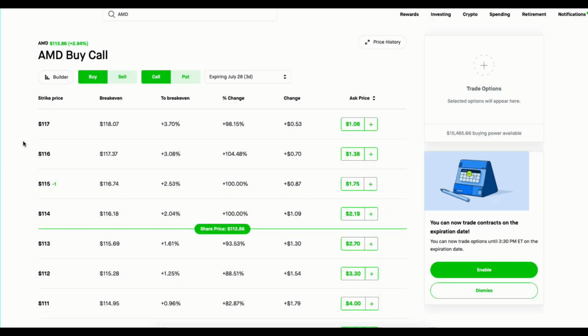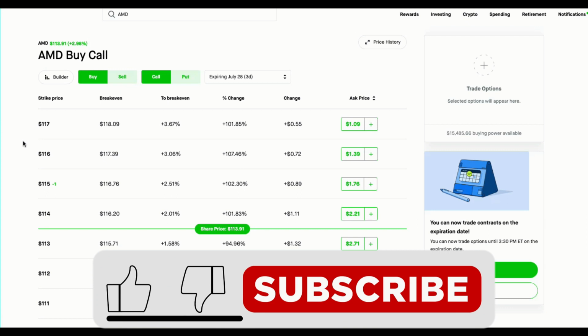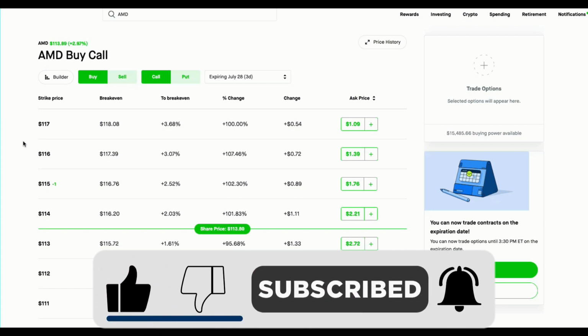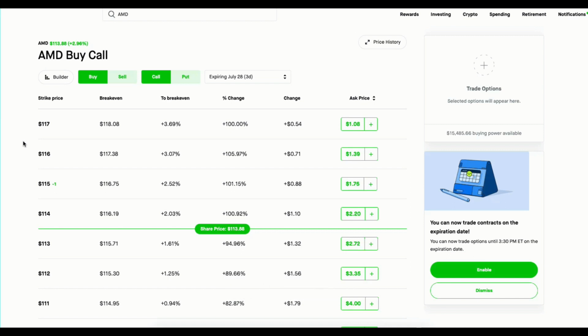Okay, so that was pretty much the strategy. And by the way, if you are completely new to options trading itself, this may sound a bit complex. So you can start with simple strategies like cash secured puts and covered calls. I have videos around that on my channel. You can go watch them.